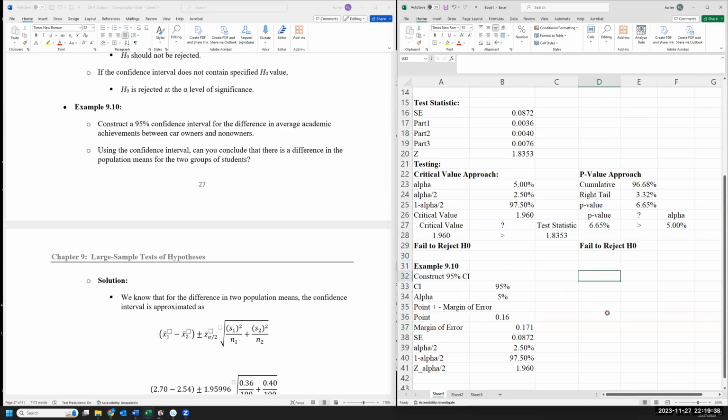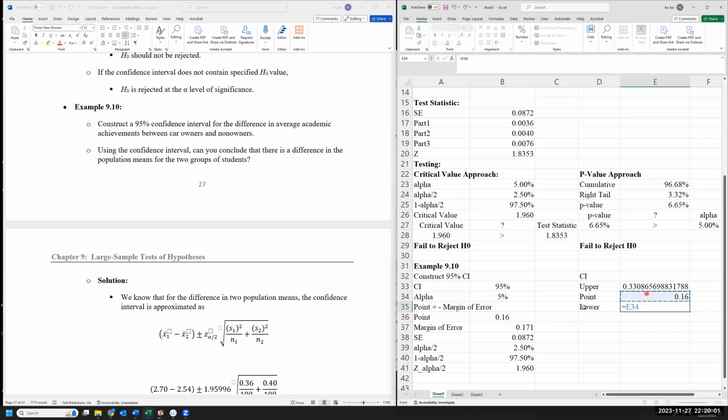So our confidence interval, we have upper, point, and lower. The point estimate is here. The upper is equal to point plus the margin of error. And the lower is equal to point minus the margin of error. And let's decrease the decimals.